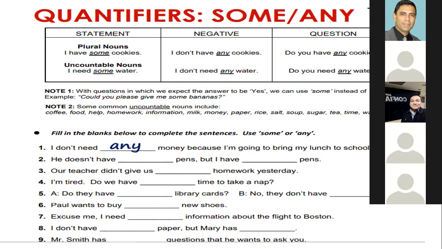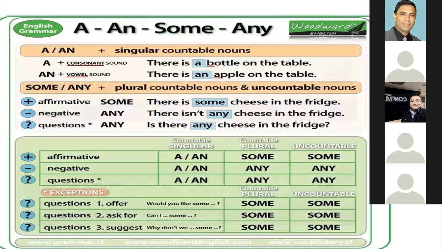For questions, normally I use, do you have any cookies? Do you need any water? But also in the previous chart, we learned about the exceptions, that when we offer using the expression would you like, I can say, would you like some water? Can I have some coffee, please? When I ask for something, or when I suggest, why don't we have some milk to prepare a milkshake or something like that. So this is an exception to the rule.